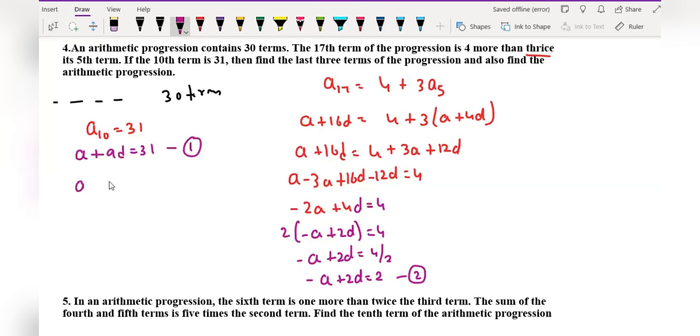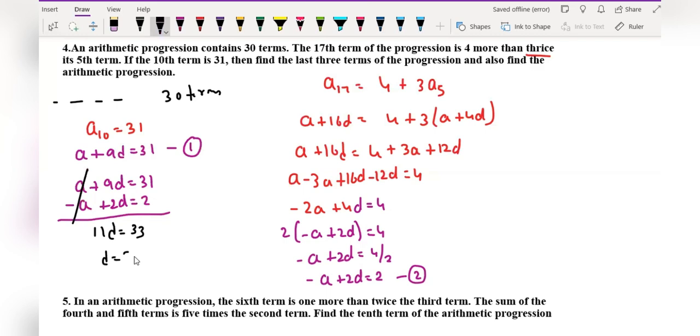Okay, let's solve the first equation and second equation to find out the A and D values. That is my first equation, and the second equation is minus A plus 2D is equal to 2. We don't need to do anything, just add both. The A term will cancel. 11D is equal to 31 plus 2, which is 33. D is equal to 33 by 11. I'll be getting D value as 3. We got the difference. Let us find out the A value.